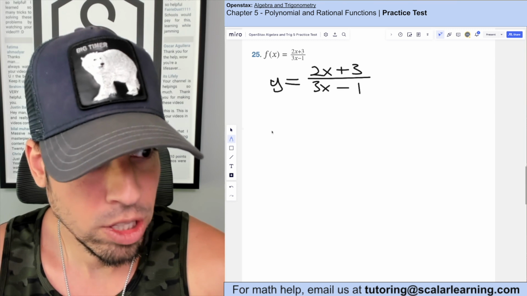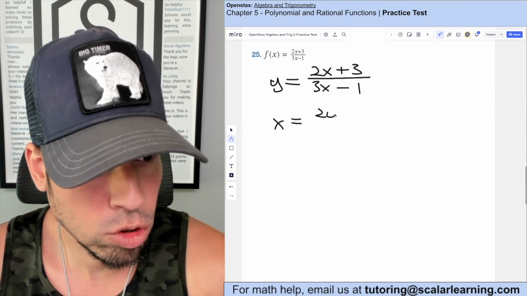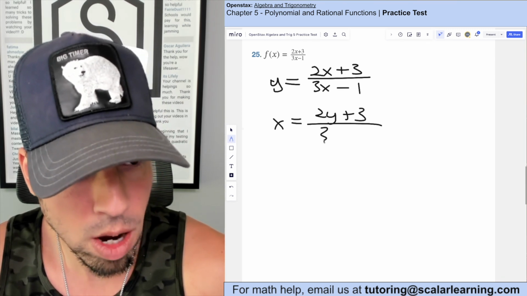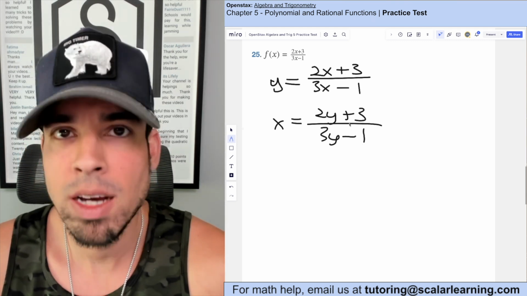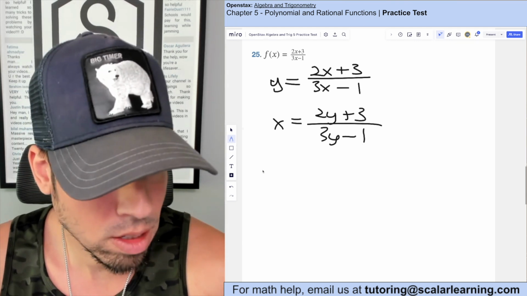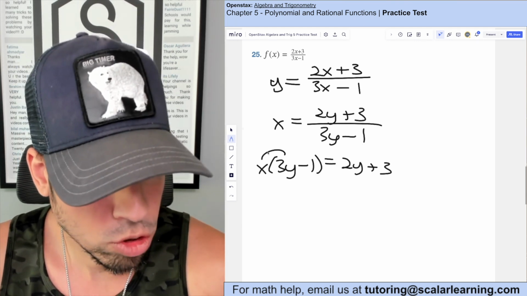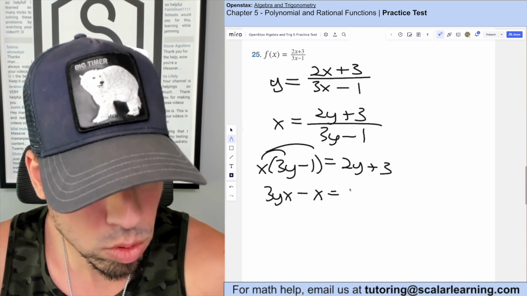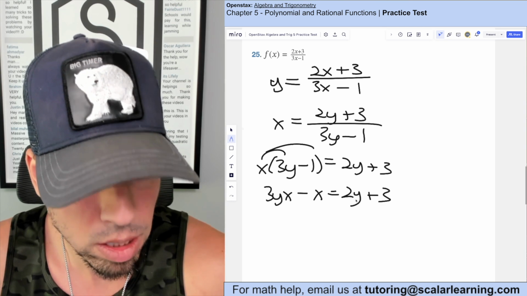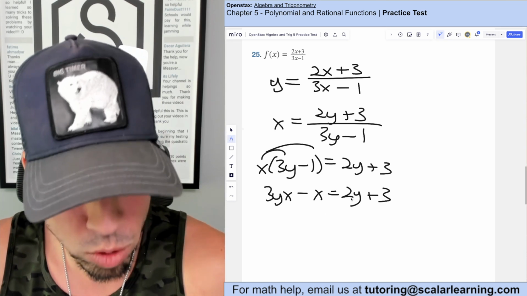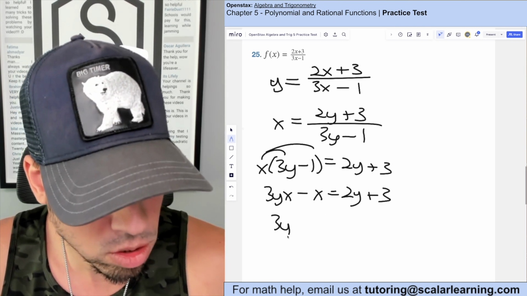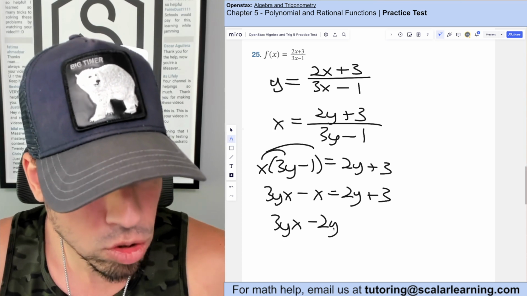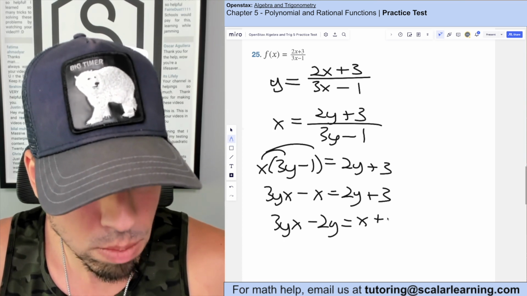Then we're going to switch the x's and the y's. So I have x equals 2y plus 3 over 3y minus 1. And now to isolate y, we're going to start by multiplying that denominator to the other side. Then I'm going to distribute, and I got 3yx minus x equals 2y plus 3. Then I'm going to subtract 2y while adding x to the other side. So 3yx minus 2y equals x plus 3.